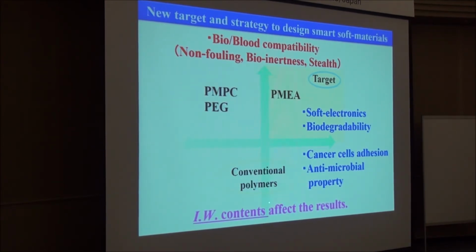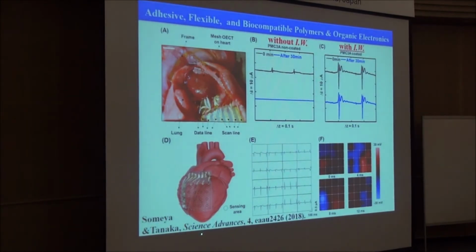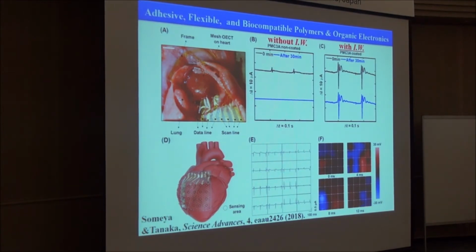What we found is that intermediate water content always affects these results. And we have already prepared and synthesized this type of biomaterial. This is the result, just published in Science Advances. This is a completely new polymer. We changed the intermediate water content for soft electronics. This is the final slide.